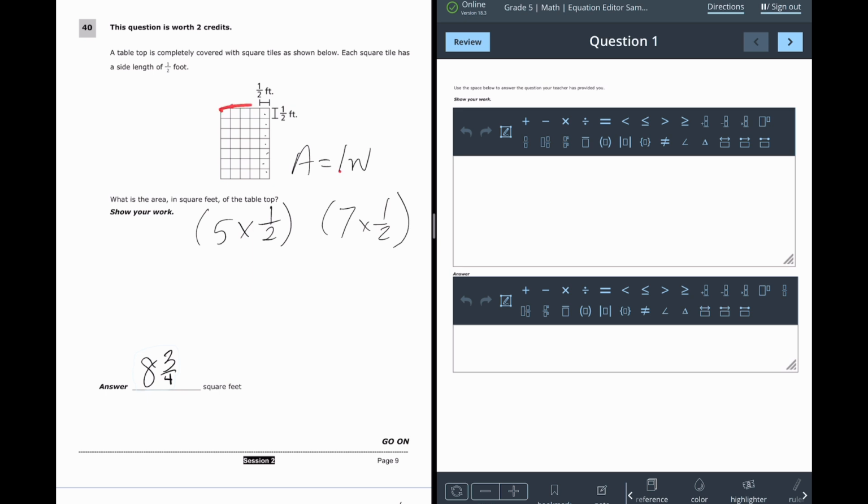This part over here, I'm just doing the 5 times 1/2. And this part here, this dimension, I'm doing here. And these two numbers are going to be multiplied together. Okay, so let's solve this out.